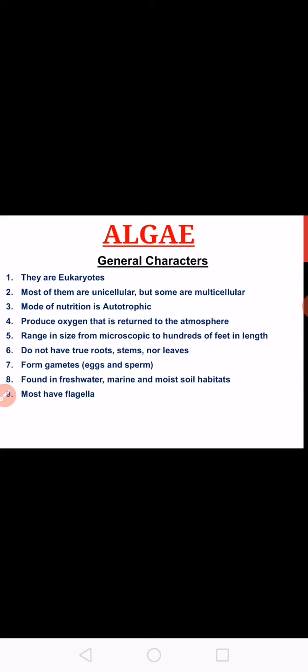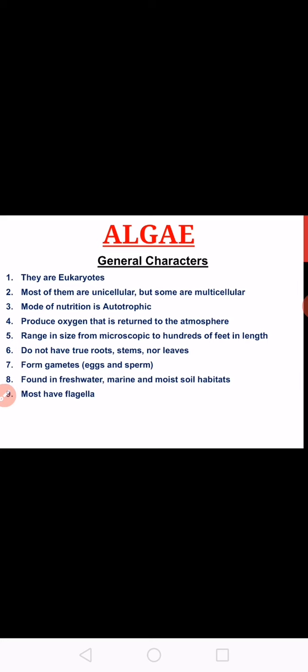So what do you mean by algae? Algae are a diverse group of organisms that have the ability to conduct photosynthesis. You can say these are very simple, usually small plants that grow in or near water and do not have ordinary leaves or roots. Because of photosynthesis, they can synthesize their own food. Now let's move on to the general characters of algae.